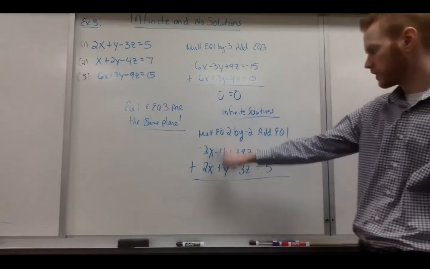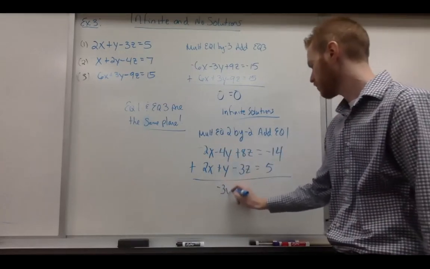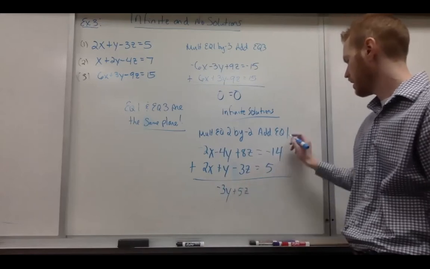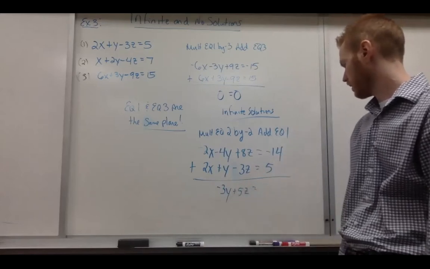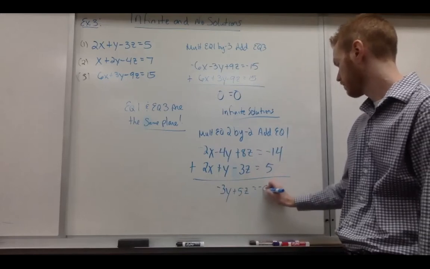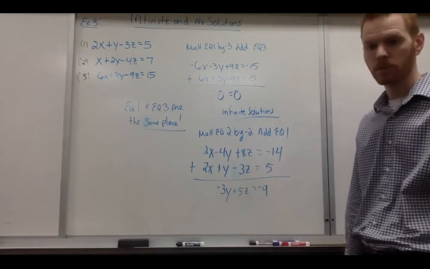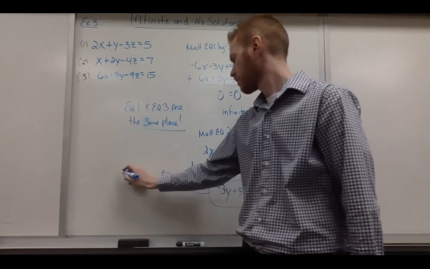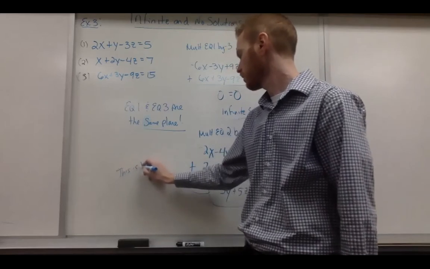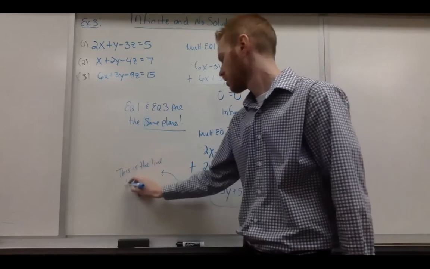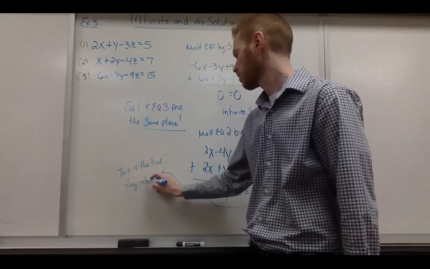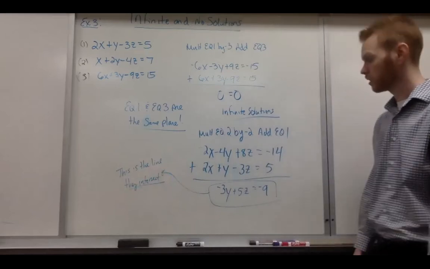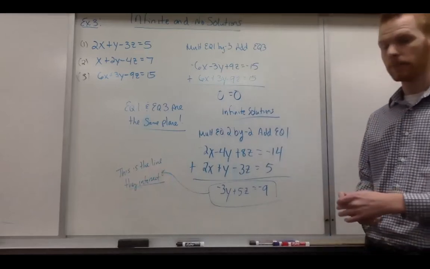Alrighty. So the x's cancel. This becomes a -3y. This becomes a positive 5z. And this guy over here becomes what? A -9 for that guy, something like that. So here it is, okay? So this is the line they intersect. That the two planes intersect at, okay? So that's why we're showing an infinite solution here.